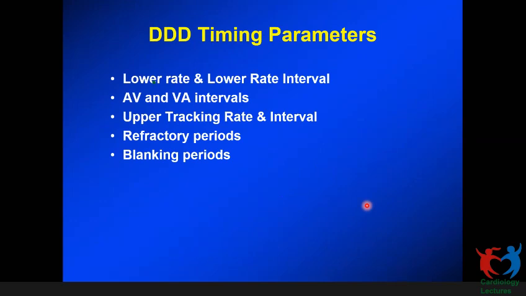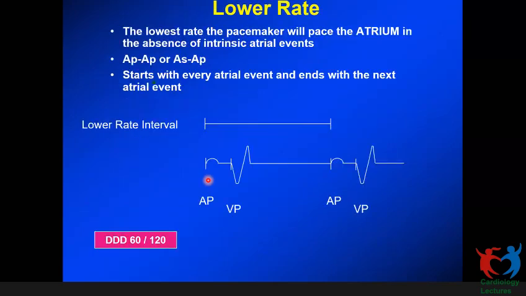So this has timing cycles, which we will consider in the next few slides, which also has, just like a single chamber, a lower rate corresponding to a lower rate interval. And it has an AV interval, and then there is a VA interval. We'll discuss that. And sometimes interesting and sometimes confusing, the upper tracking rate and the upper tracking rate interval, and additional refractory and blanking periods, and the upper rate behavior as well.